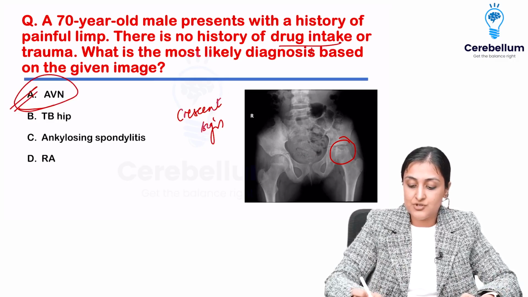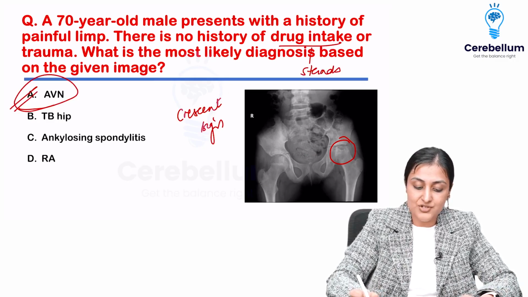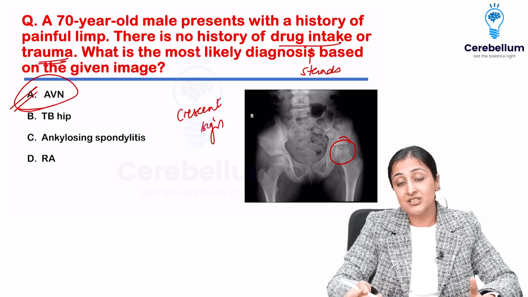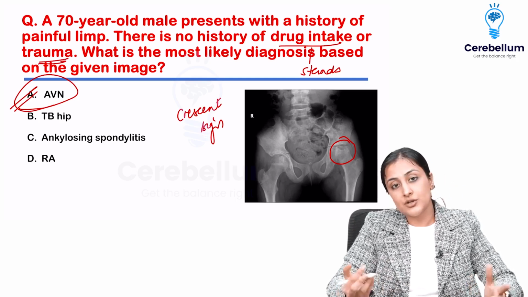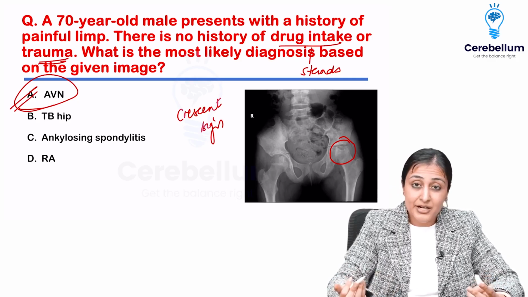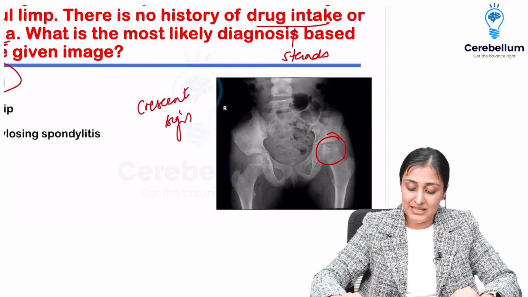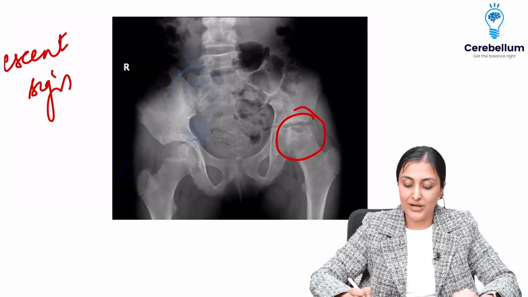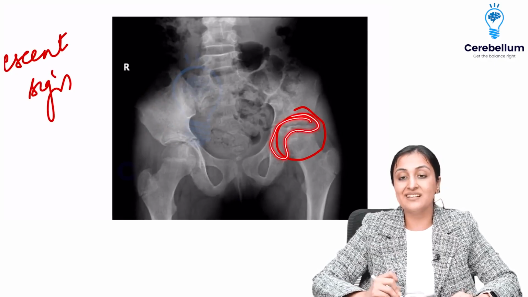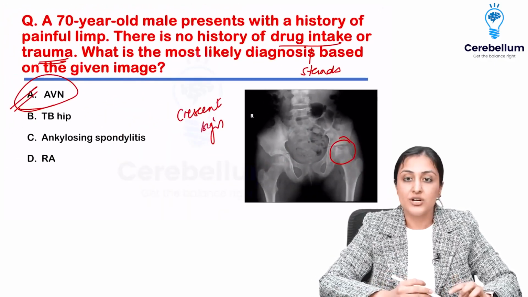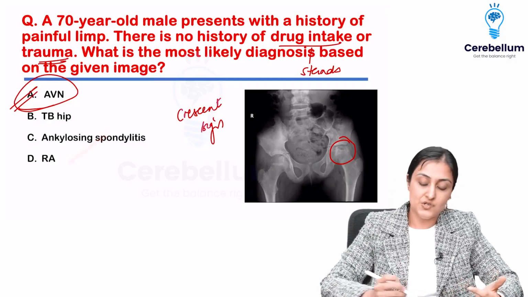Usually AVN will have history of steroids or will have history of trauma. It's a bit weird that they have ruled that out, but it may be seen independent of that as well. But just telling you the risk factors for AVN. TB hip should have some sort of joint involvement. There should be some joint destruction there, which is not seen here. Ankylosing spondylitis, this is not ankylosing spondylitis.